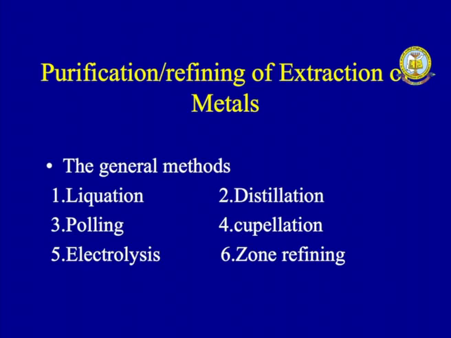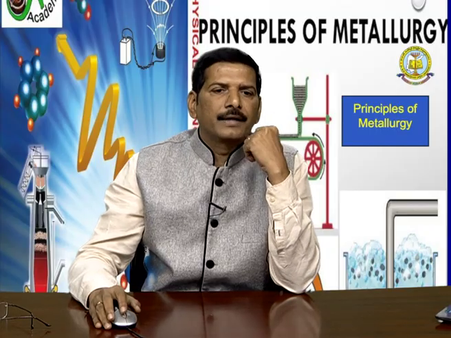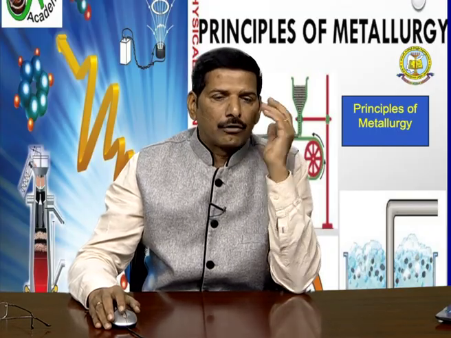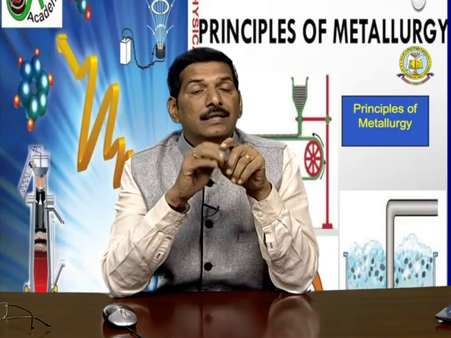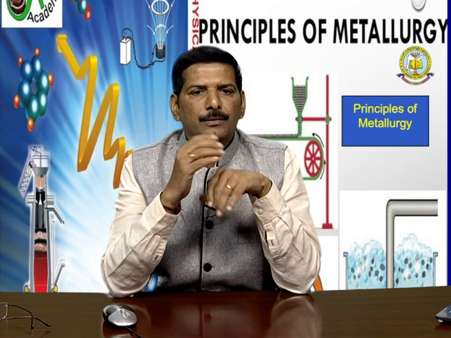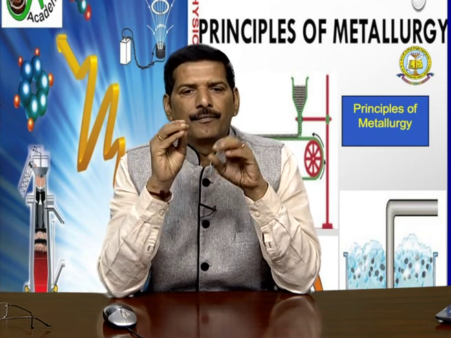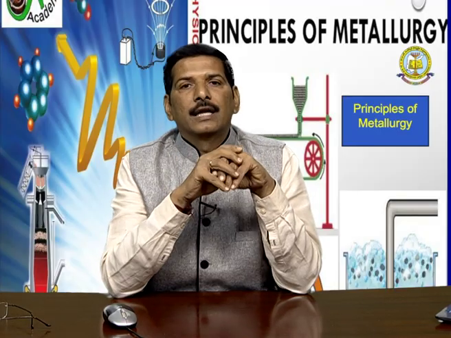The following are the general methods: one is liquefaction and distillation and poling, second is electrolysis, and the next one is zone refining. In electrolysis, impure metals such as copper, silver, and gold are purified by this method. In this process, the impure metal is generally taken as the anode and the pure form of the metal is taken as the cathode.